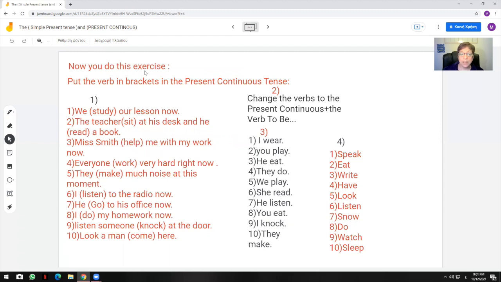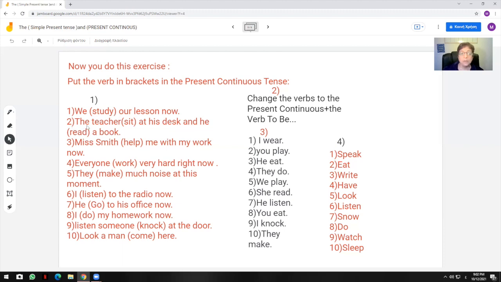To do this exercise, you are going to learn how to change the verb between brackets in the present continuous tense. Number 1, we study our lesson now. This is the verb. The verb is to study, بنذاكر. You will change it to the present continuous. This is the simple present. Okay? You will change it to the present continuous.